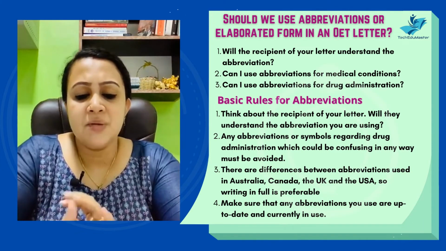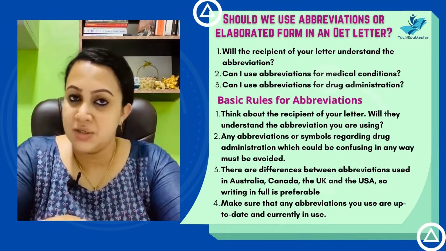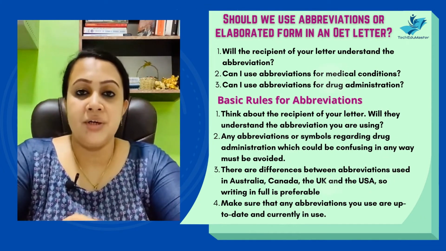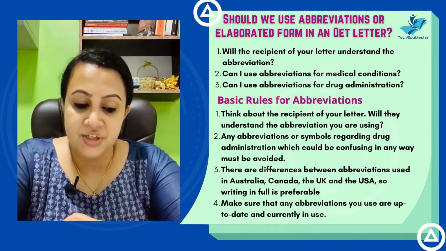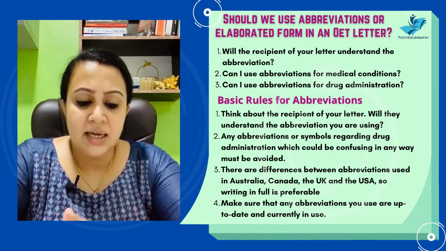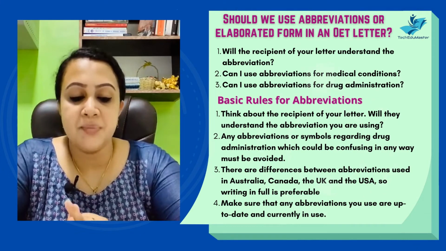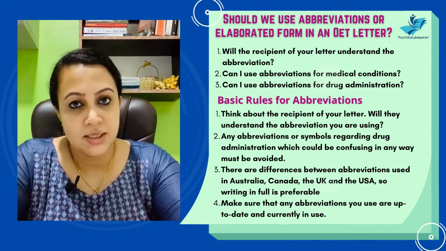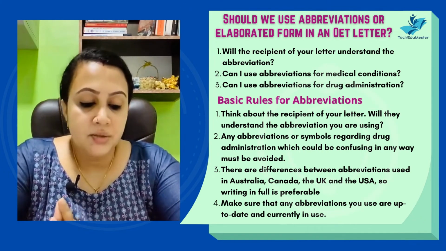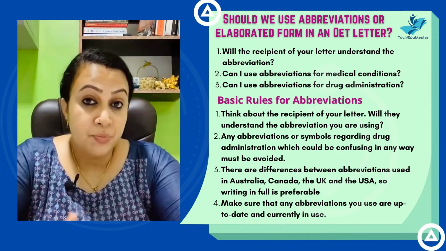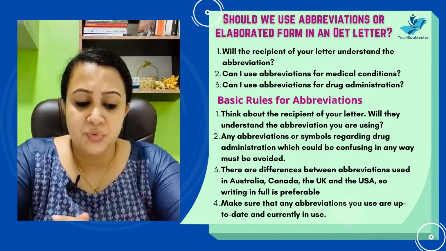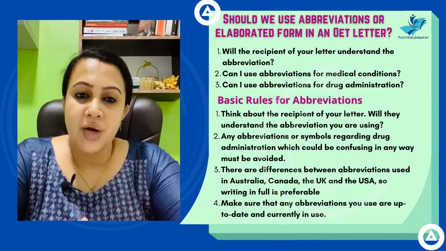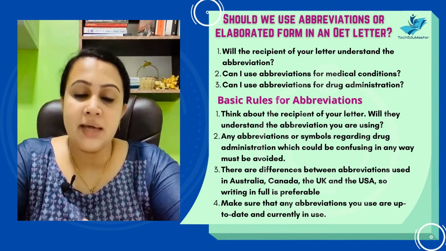Now I would like to give some basic rules for the use of abbreviations in an OET letter. The first one is to think about the recipient. That is very important. You have to think about the recipient and use abbreviations accordingly. The second is that any abbreviations or symbols regarding drug administration should be elaborated, because otherwise it can be confusing. The third is being aware that there are differences between the abbreviations used in Australia, Canada, the UK and the USA. So writing in full is good and acceptable.